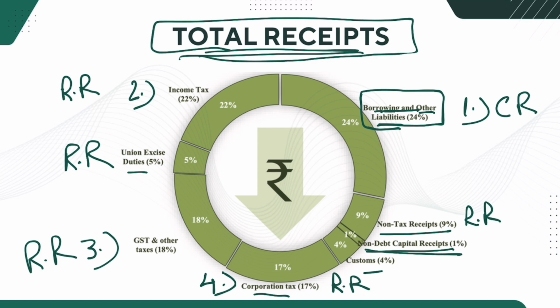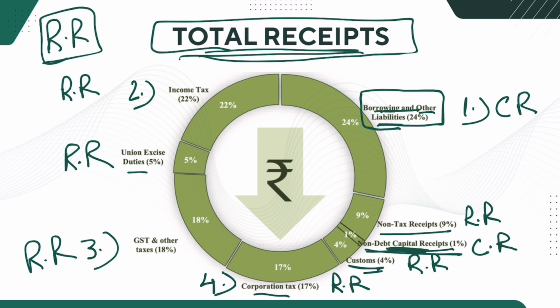Non-debt capital receipts, well, as the name suggests, are capital receipts. Custom duty, well, revenue receipts. Now, if a question is asked in your prelims examination that government receives more money from revenue receipts than capital receipts, true or false, you'll call it true. It receives more money from revenue receipts.